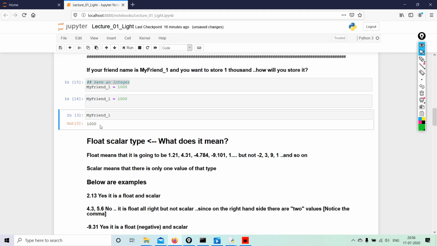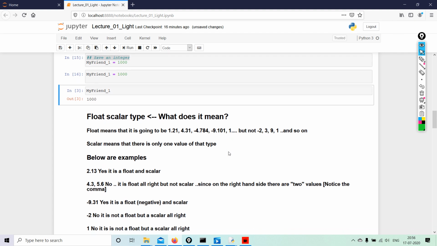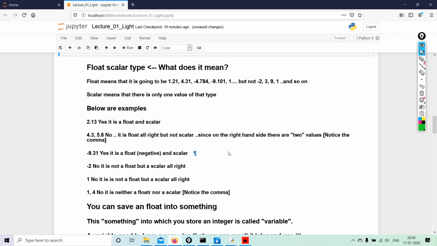Now we are coming to the next part of it, float. Remember I told you 1.0 is not an integer. It is called a float. Why is it called a float? Because it has decimals. Float means that it is going to be 1.21, 4.31, minus 4.784, minus 9.101, but not minus 2391, and so on. Because we already have a separate data type for that, and that is integer.